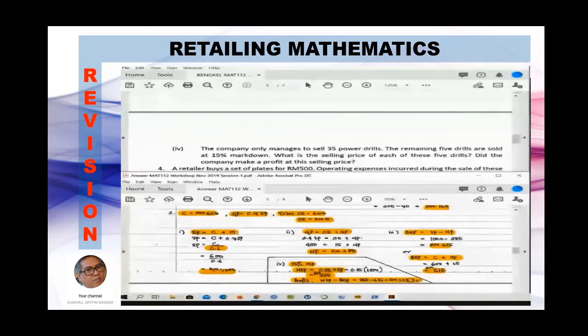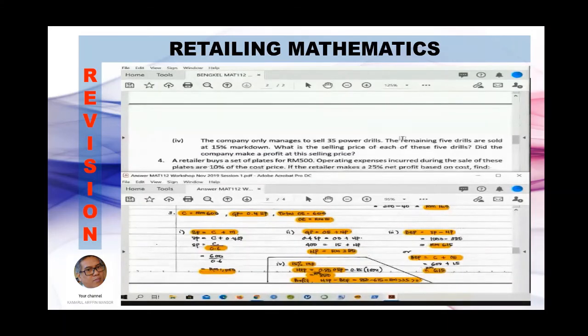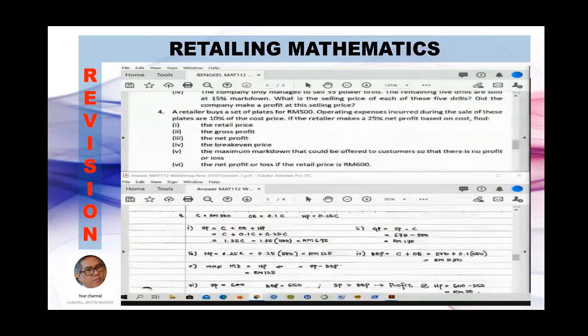Okay. So that is the situation. Alright. So that is for the third question. Any questions so far? It says here, a retailer buys a set of plates for RM500. Operating expenses incurred during the sales of the plates are 10% of the cost price. If the retailer makes a 25% net profit based on cost, then carilah blah blah blah.